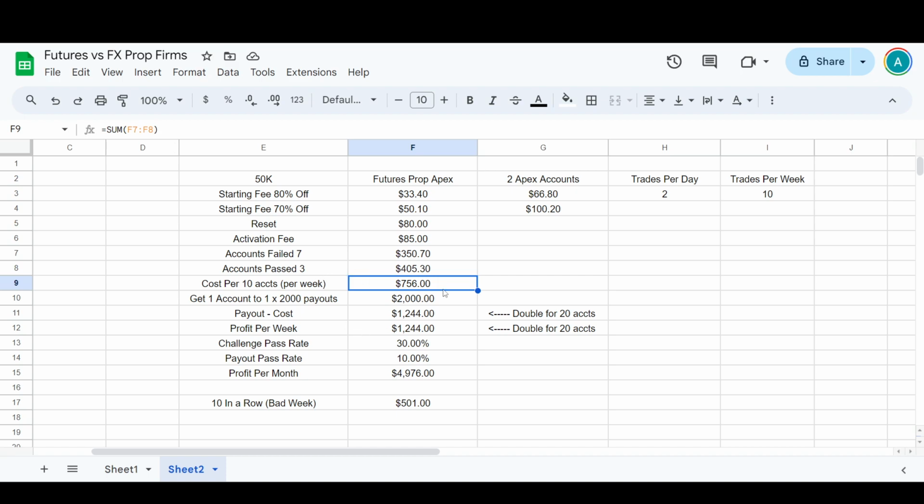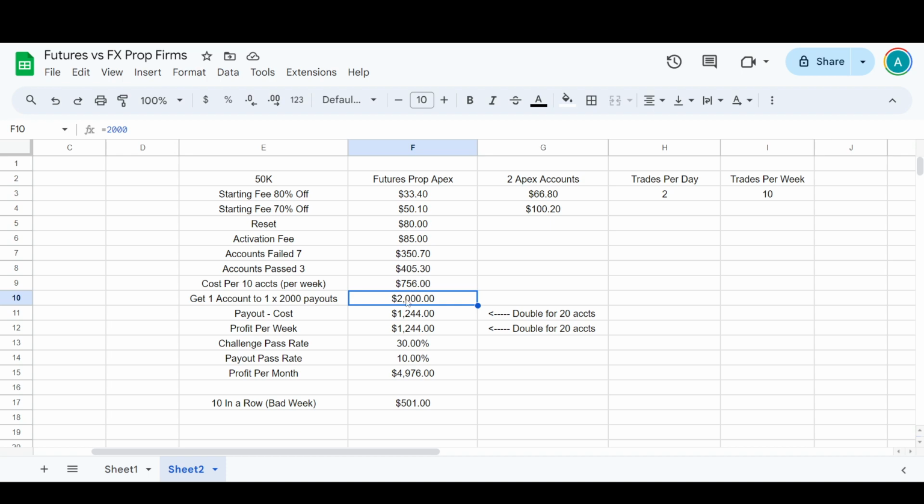So if you were to take these numbers, right, and multiply this by 5, if you want to keep the same risk from the previous video, you'll have probably a little bit more in terms of activation fee, but it's not going to make a difference. And you can multiply this potentially, right, by 5. And I said you only get one of these 50K accounts to a $2,000 payout, right?